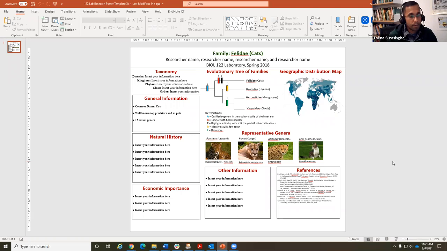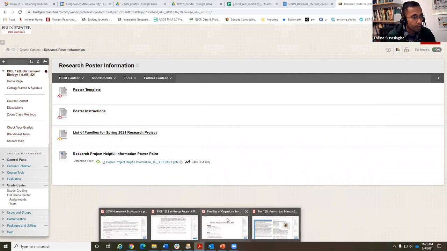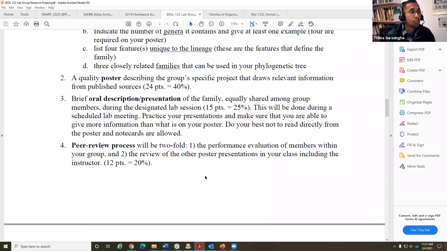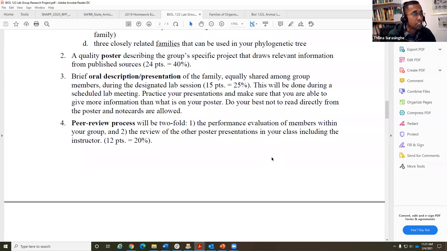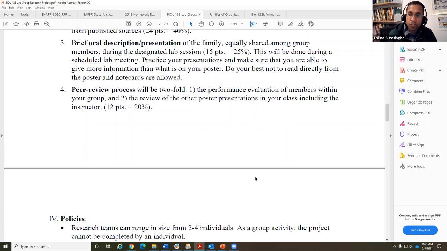Okie dokie, let's go back to my PDF over here. The poster presentation will have an oral component where you narrate what's on your poster, right? The actual poster itself is 40% of your poster grade, the verbal presentation 25%, and then two types of peer reviews. One, in each group, you peer review the members of your own group. And secondarily, you peer review other posters.